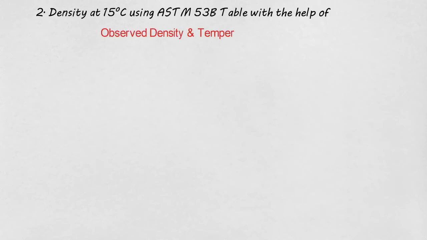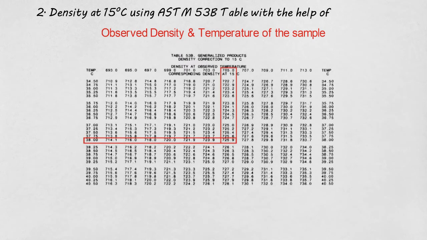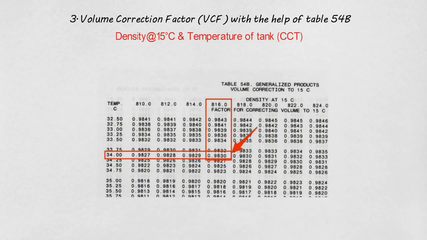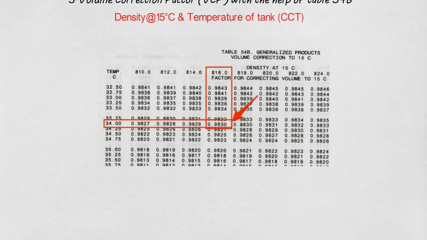The density at 15 you can calculate from the ASTM 53B table with the help of the observed density and temperature. It will be in grams per cc. To calculate the volume correction factor, you will have to refer to ASTM table 54B, and you will have to match the density at 15 and the tank temperature which you have taken from the CCT, and you will obtain the volume correction factor.